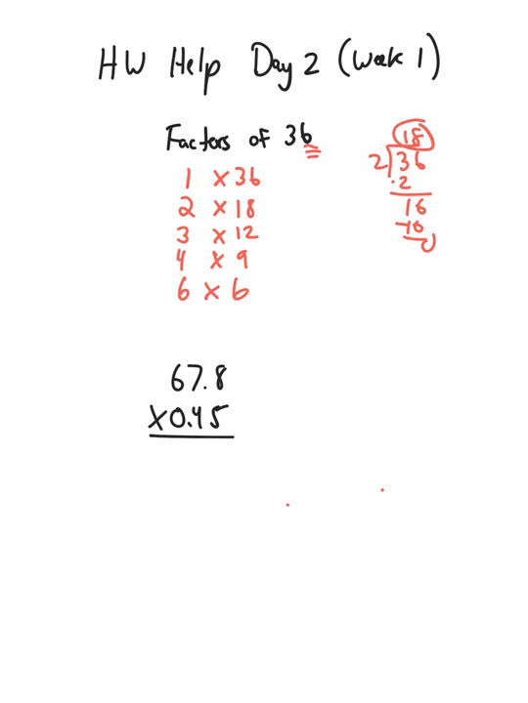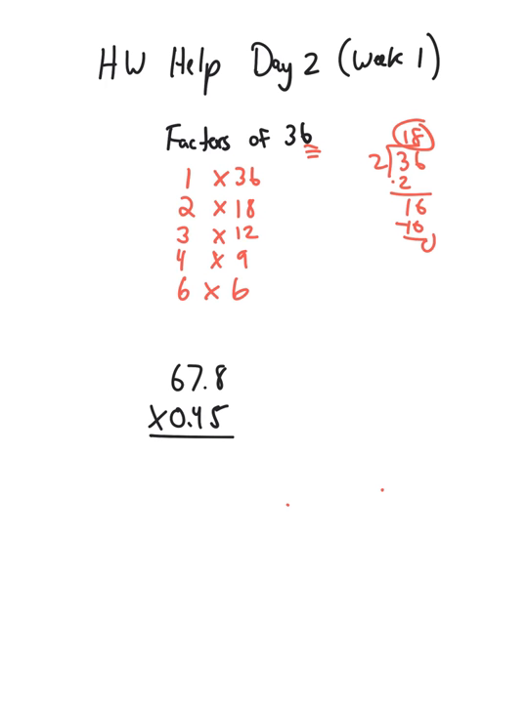Take a look at my numbers here. See how the 6 and 6 met each other? They started out 1 and 36 were far apart. The 2 and the 18 got closer. The 3 and the 12 got closer. The 4 and the 9 got closer. The 6 and the 6 are the same numbers, so you can't go any further. So they are all of the factors of 36.